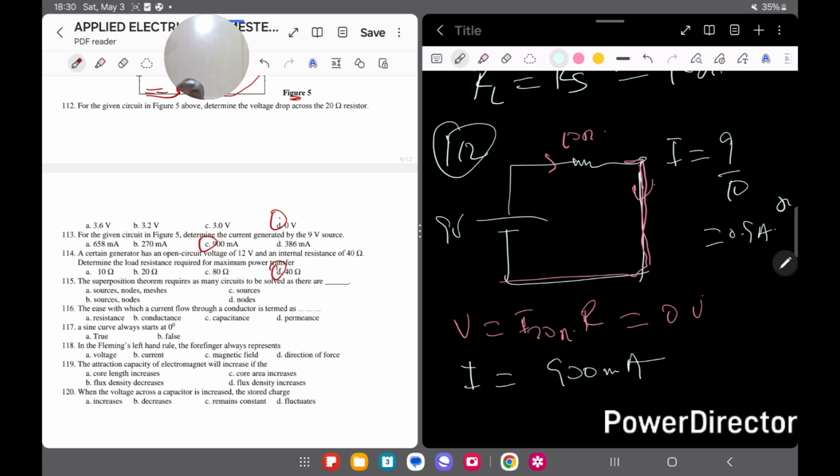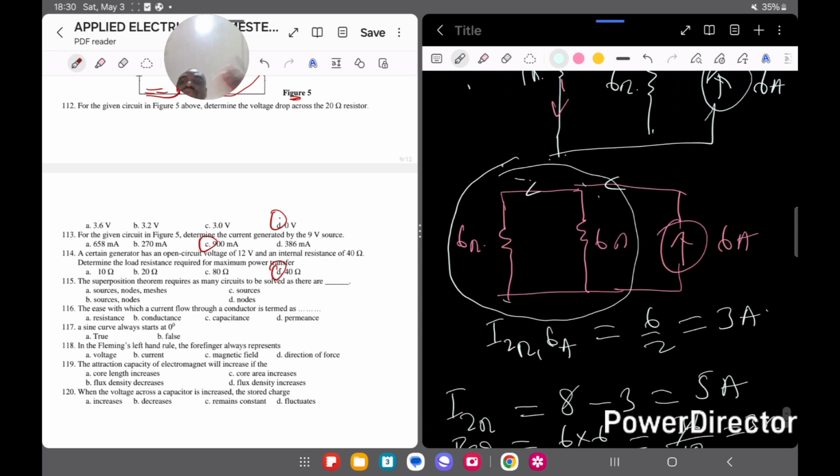The superposition theorem requires as many circuits to be solved as there are what? When we are looking at the superposition theorem, if you have two sources, that means you require two circuits, one for each source acting alone. So the superposition theorem requires as many circuits to be solved as the sources that you have there. If I have 10 sources, I will be requiring 10 circuits to solve. So the answer here becomes C.